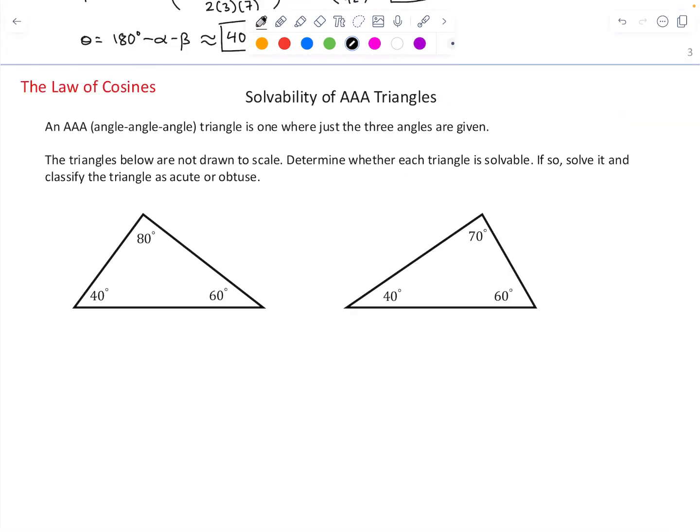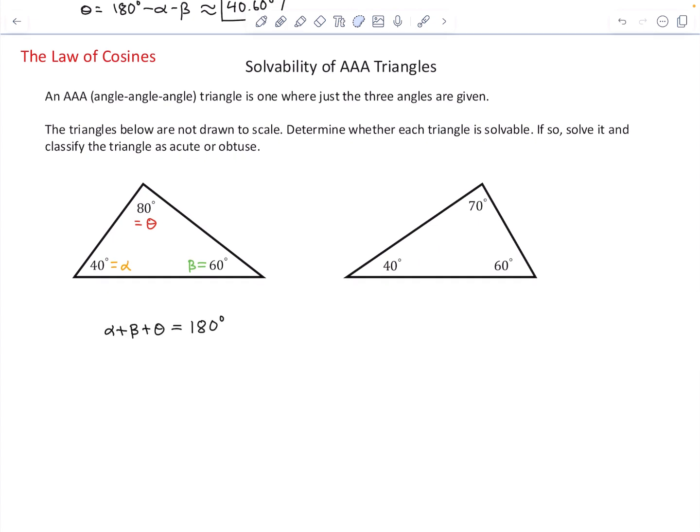Solvability of AAA triangles. Now, an AAA, or angle, angle, angle triangle, is one where just the 3 angles are given and none of the sides. Now, the triangles below are not drawn to scale. Determine whether each triangle is solvable. If so, solve it and classify the triangle as acute or obtuse. Let's call the 40 degrees alpha, the 60 degrees beta, and the 80 degrees theta.